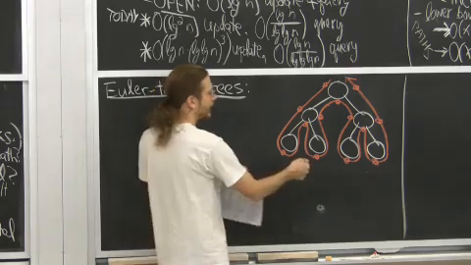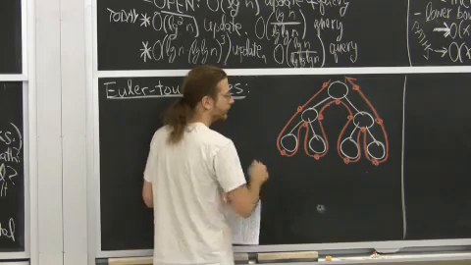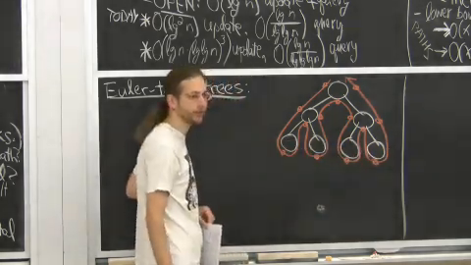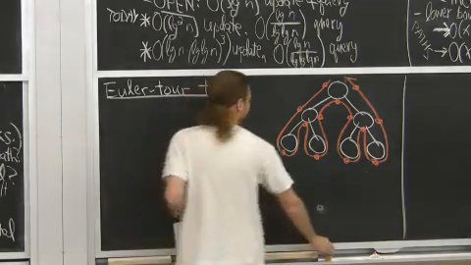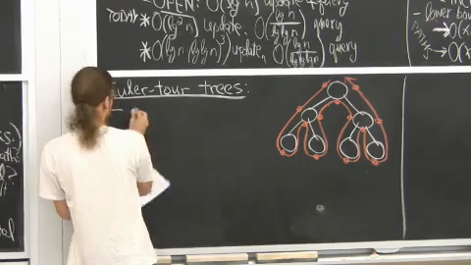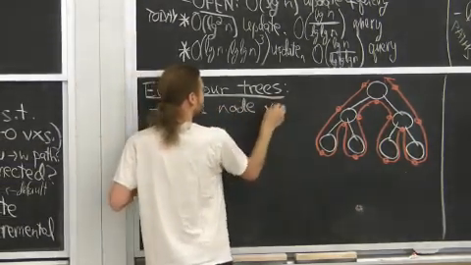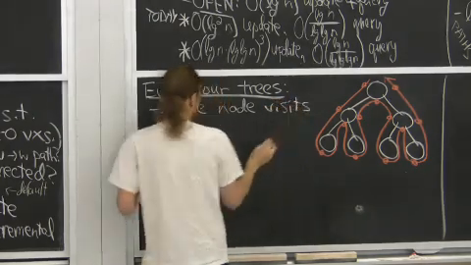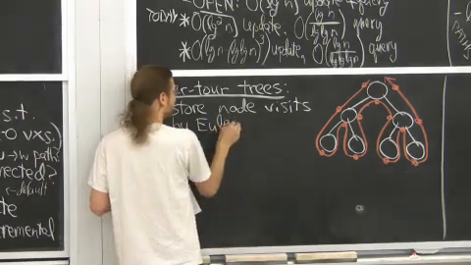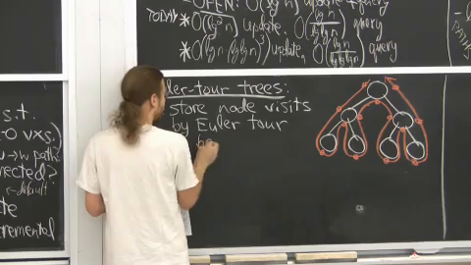I just want to take that linear order of visits, pull it out straight, store that in a balanced binary search tree. That's Euler tour trees. They're very simple. So store the node visits by the Euler tour in a balanced binary search tree.